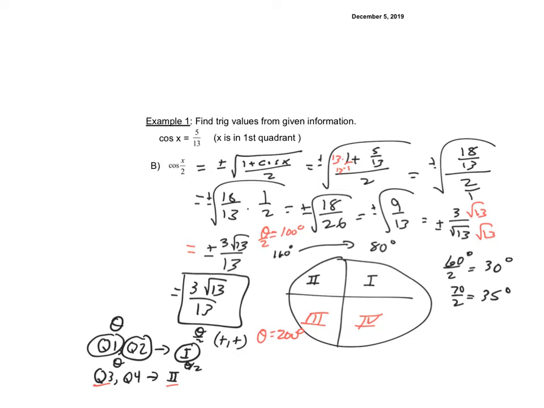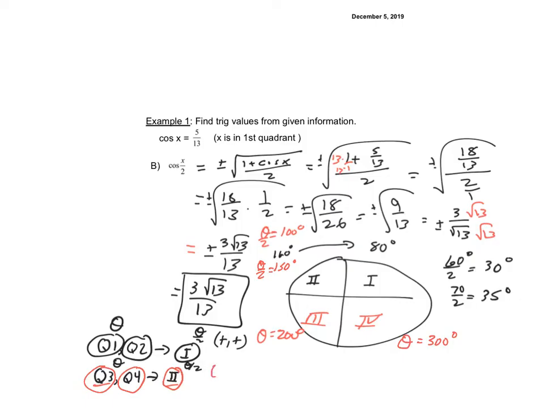So now let's look at a quadrant 4 angle. Let's pick something like 300 degrees. If you take 300 degrees and divide by 2, theta divided by 2, 300 divided by 2 is 150 degrees, and that's up there in quadrant 2. So whether you pick an angle in quadrant 3 or in quadrant 4, they're always going to put the half angle in quadrant 2.